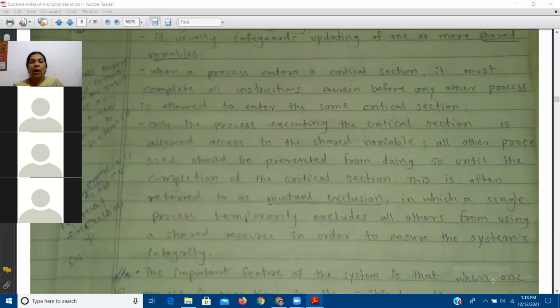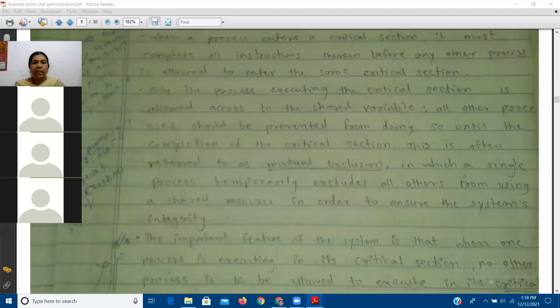So they may do the quarrel. So this is called system integrity is not maintained, right? So this is about the critical section.